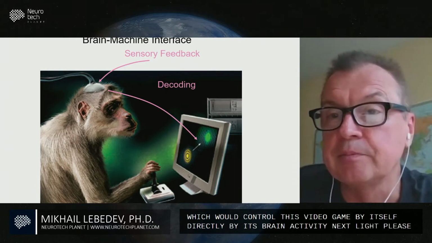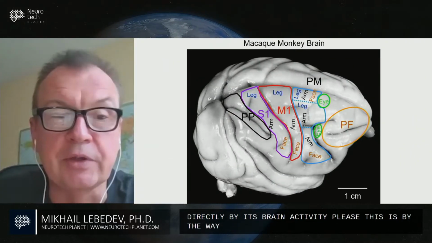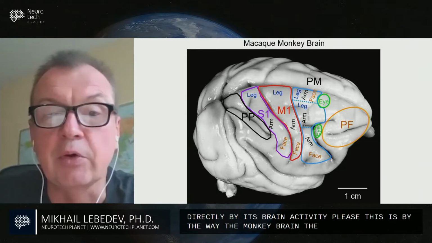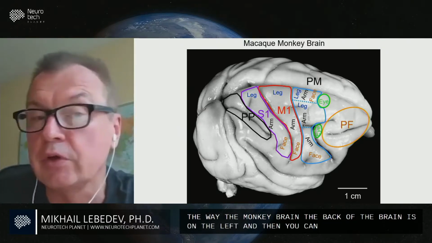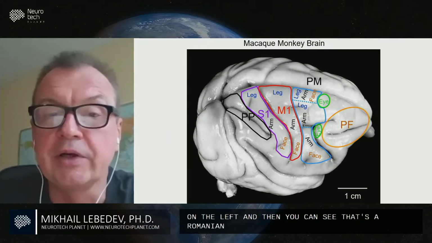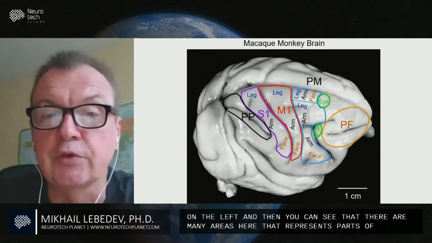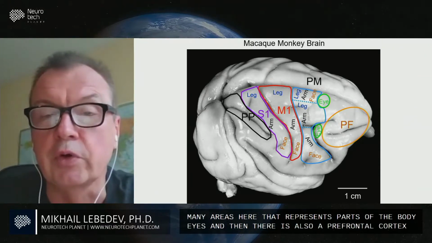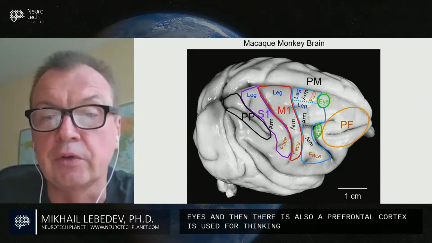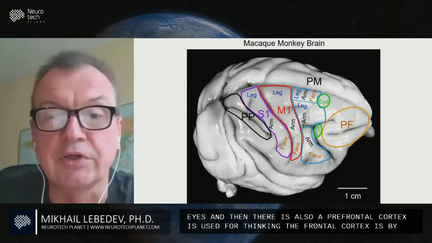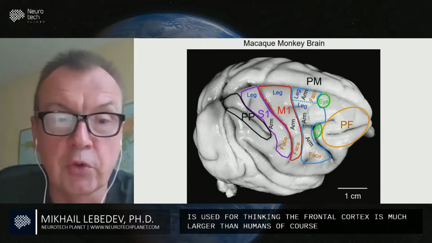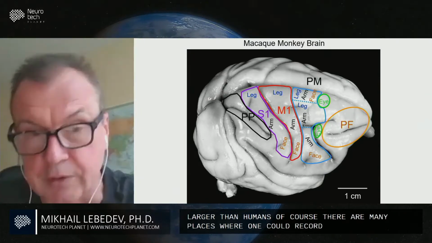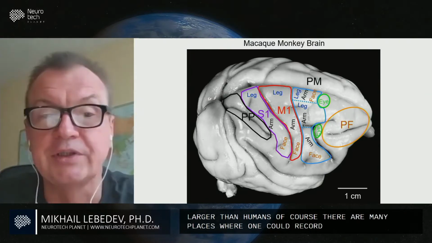Next slide, please. This is, by the way, the monkey brain. The front of the brain is on the right, the back of the brain is on the left, and you can see that there are many areas here that represent parts of the body, eyes, and then there is also prefrontal cortex that monkeys use for thinking. Prefrontal cortex is much larger in humans, of course. So there are many places where one could put an electrode and record neuronal activity.